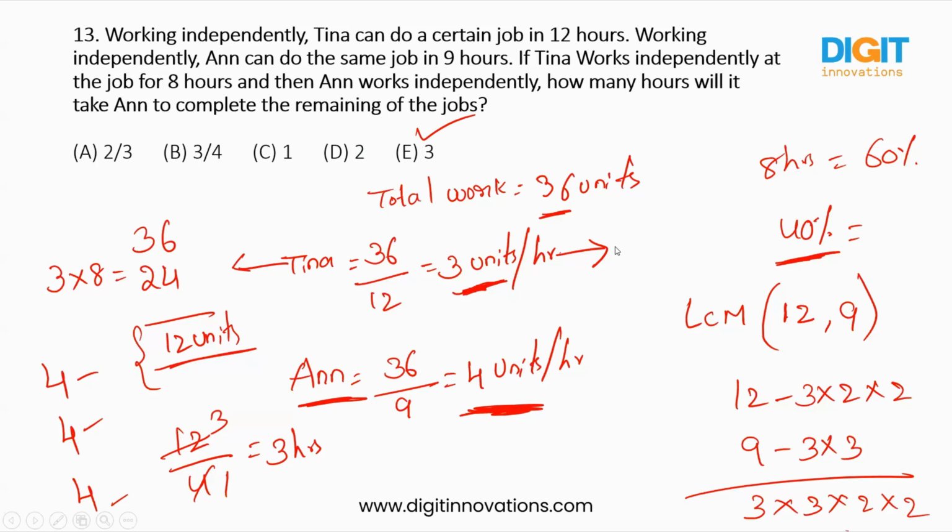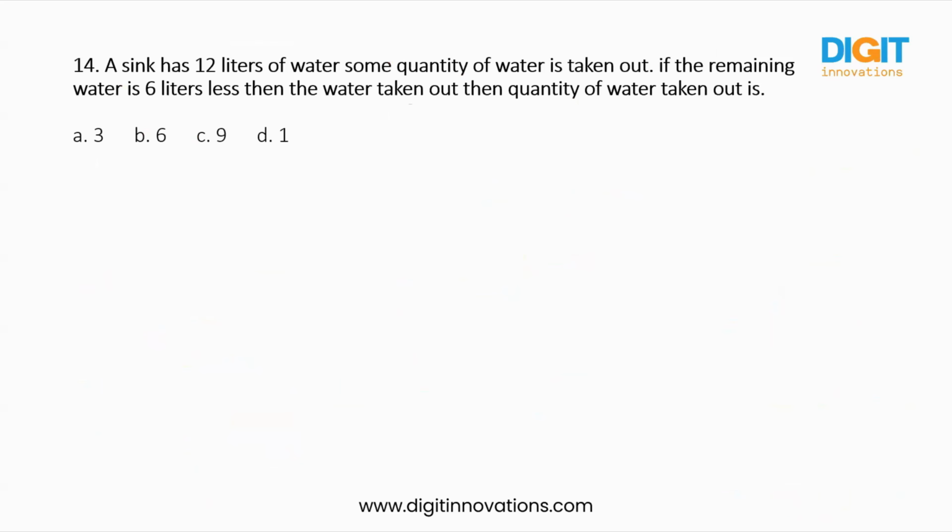So next one: a sink has 12 liters of water. Some quantity of water is taken out. If the remaining water is 6 liters less than the water taken out, then the quantity of water taken out is. So there is a sink and it has 12 liters of water. And from the 12 liters of water, some quantity of water is taken out. I mean, I removed some water, and they are telling.